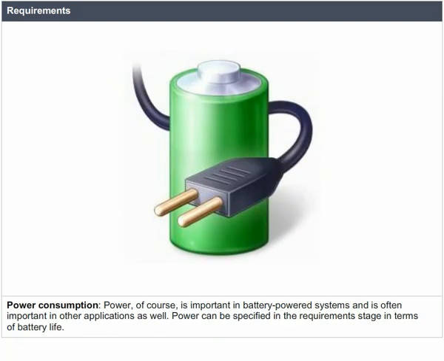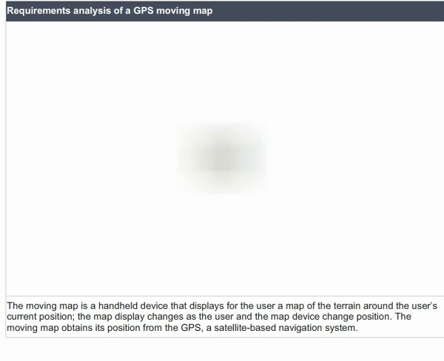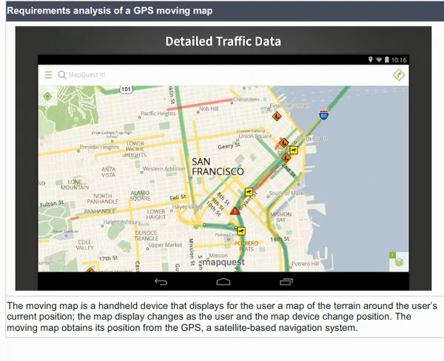Power consumption. Power, of course, is important in battery-powered systems and is often important in other applications as well. Power can be specified in the requirement stage in terms of battery life. Requirements analysis of a GPS moving map. The moving map is a handheld device that displays for the user a map of the terrain around the user's current position. The map display changes as the user and the map device change position. The moving map obtains its position from the GPS, a satellite-based navigation system.